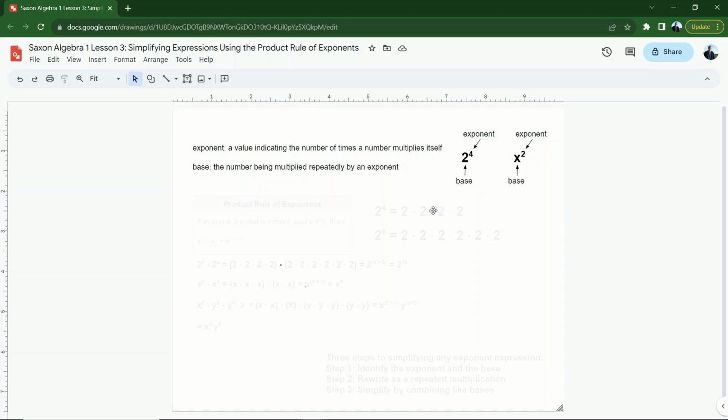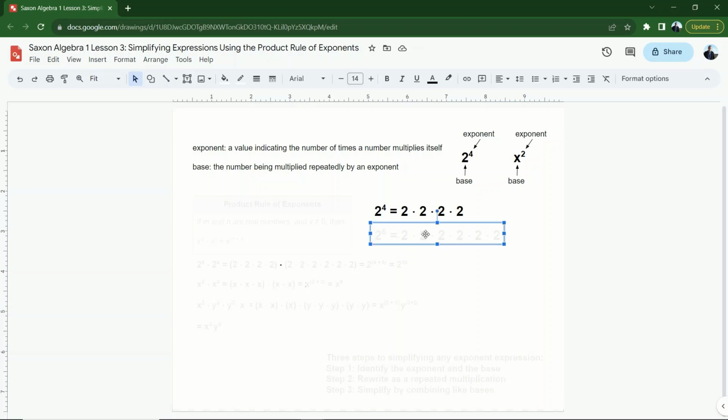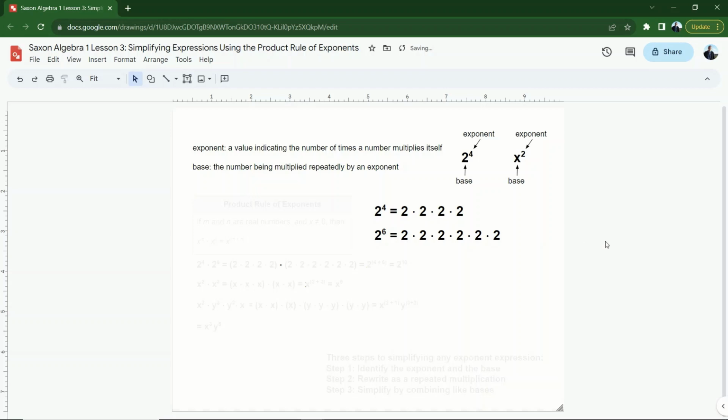All right, so let's take a look at how we expand these out. 2 to the 4th actually becomes 2 times 2 times 2 times 2. These are equivalent notations. 2 to the 4th means 2 times itself 4 times. 2 times 2 times 2 times 2. 2 to the 6th, 2 times itself 6 times. 2 times 2 times 2 times 2 times 2 times 2. Okay, so this is what exponents do. They multiply numbers by themselves. And again, exponents and bases can be variables, so be on the lookout for that.